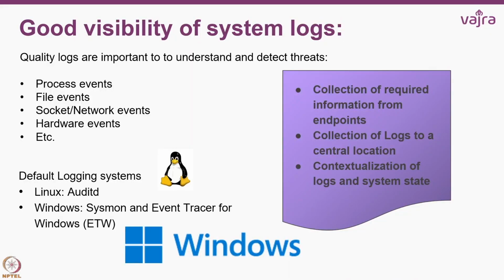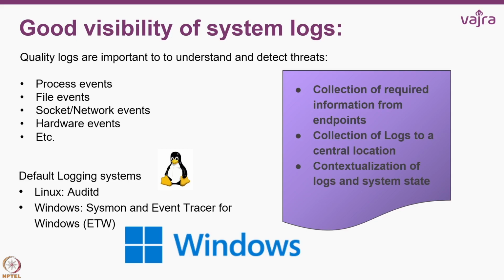Okay, now let's talk about this. We said that if I want to do certain kinds of detection, the first primary requirement for me is good visibility of the system, like what is all happening in my system. So maybe I want to keep track of the processes happening, process events, file events, socket network events, and even hardware events, or any possible events that you can log in your system. I should be able to collect that data.